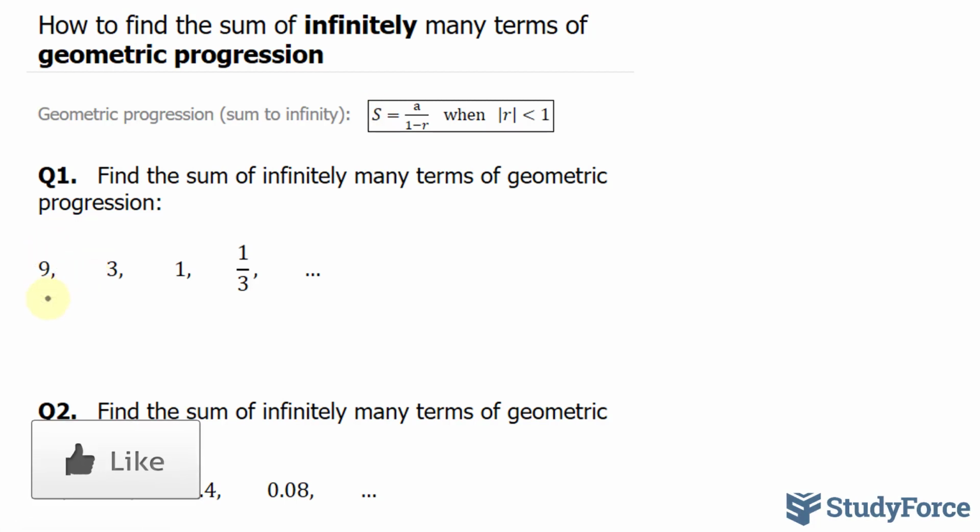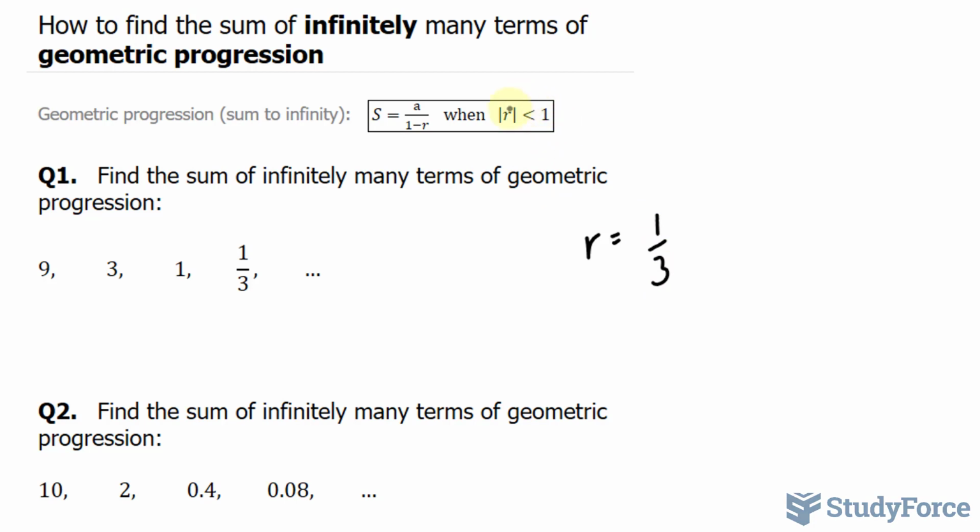So what do we multiply 9 by to get to 3? What do we multiply 3 by to get to 1, and so on? Well, I know that 9 divided by 3 is 3, and 3 divided by 3 is 1. So instead of dividing by 3, I can say r is equal to 1 over 3. And remember, r needs to be less than 1, and in our case it is.